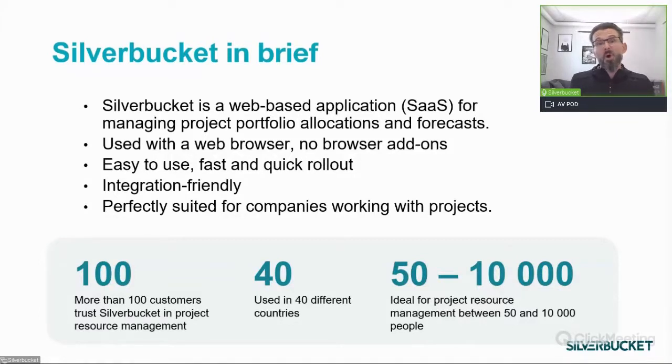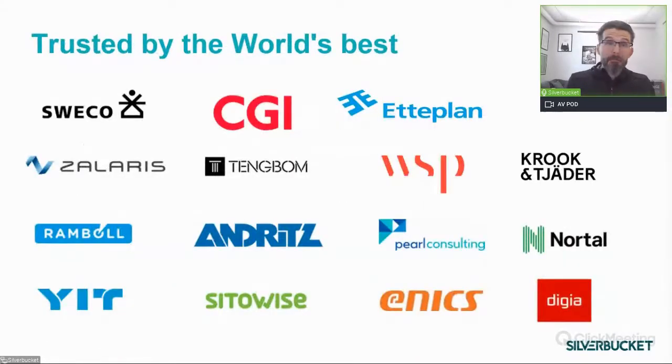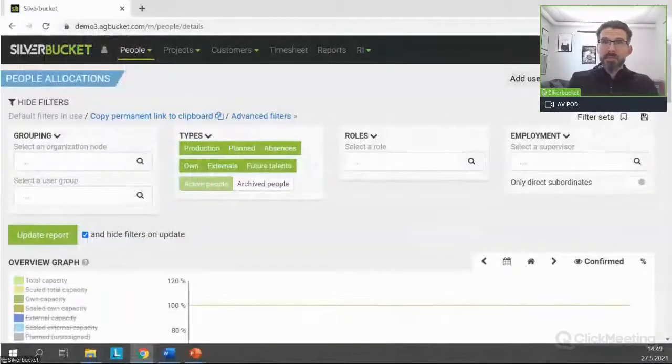Silverbucket customers typically employ between 50 employees and 10,000 employees, but there is really no upper limit here. But if you have a huge number of people, then it's maybe more convenient to have several Silverbucket services in use. We have been in the market already more than 10 years and have customers on every continent. And here are some examples. But let's continue with the demo.